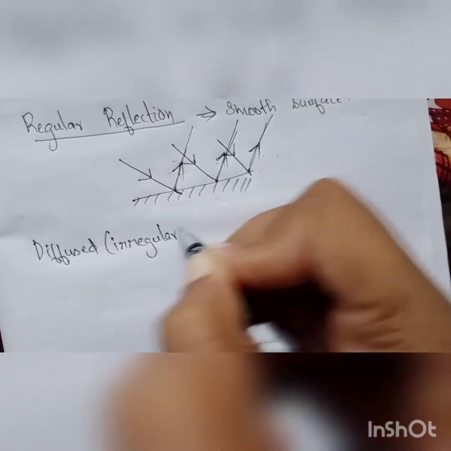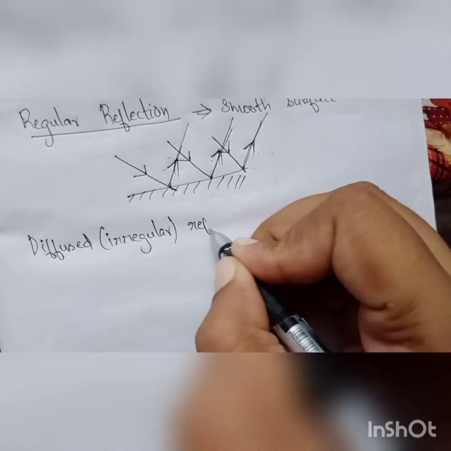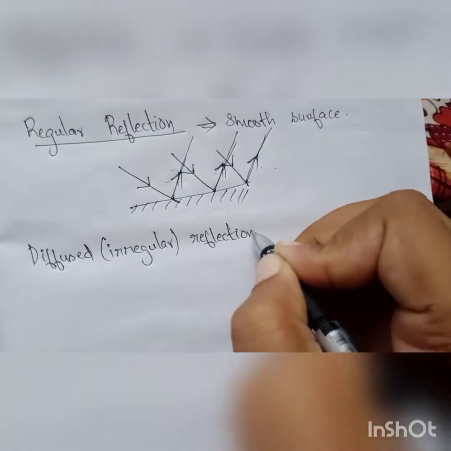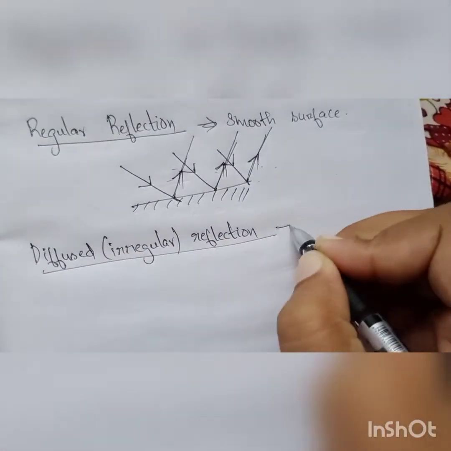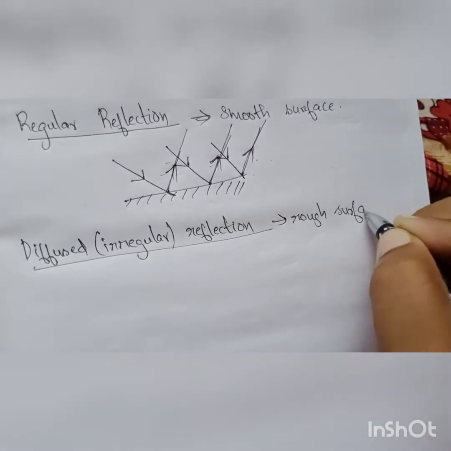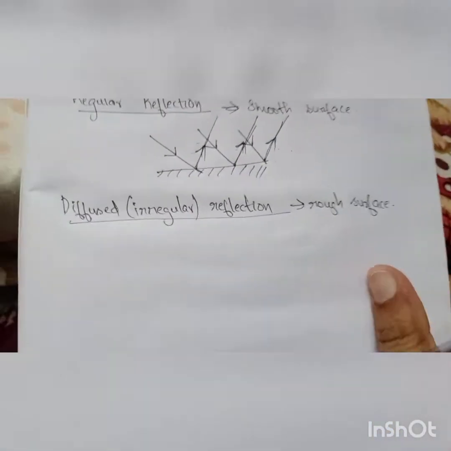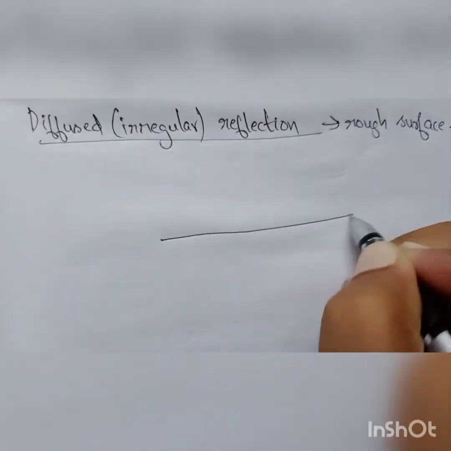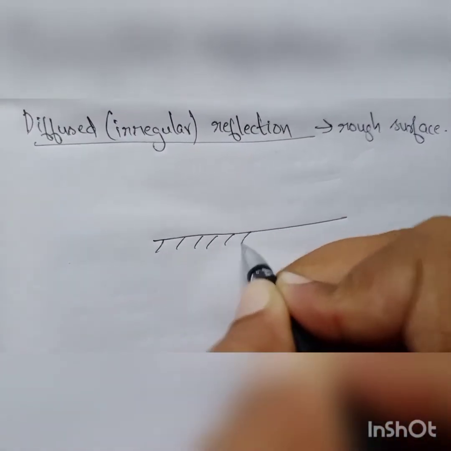Okay, when we say diffused or irregular reflection, where does it happen? It happens on a rough surface. The surface may not be smooth. So let us look into the diagram. How does this happen? Let this be a rough surface.